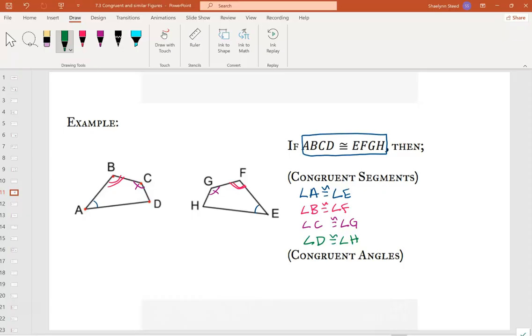Now, because they are congruent, all of a sudden we can say their side lengths are also congruent. Just realized we put these on segments. So all of these should go here. We can do the same thing with side lengths.